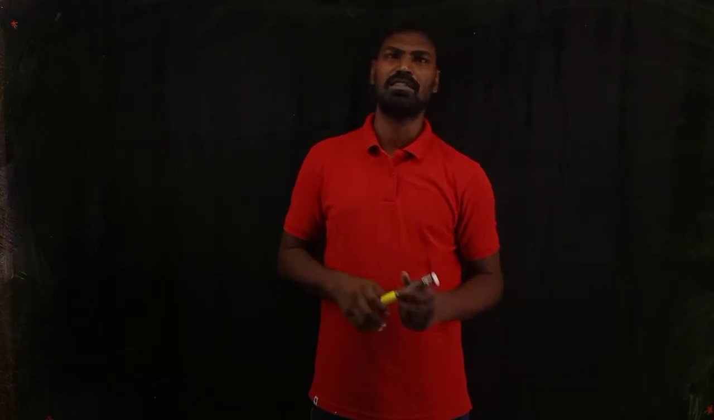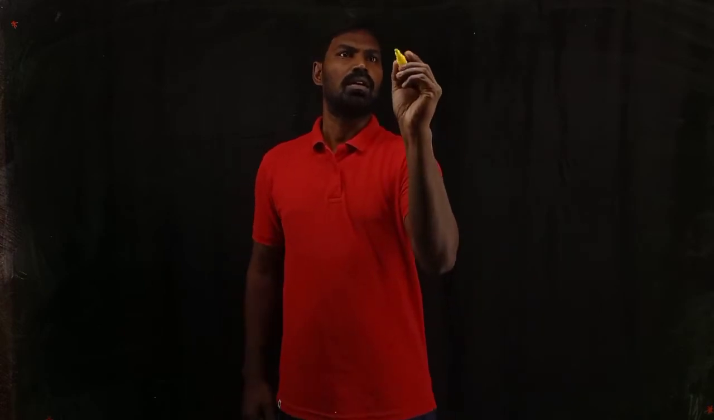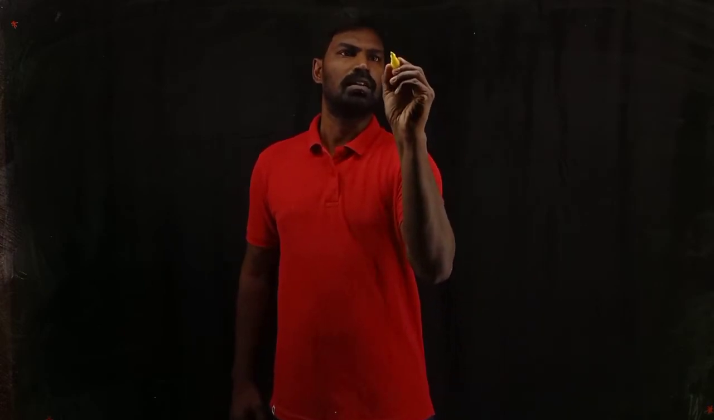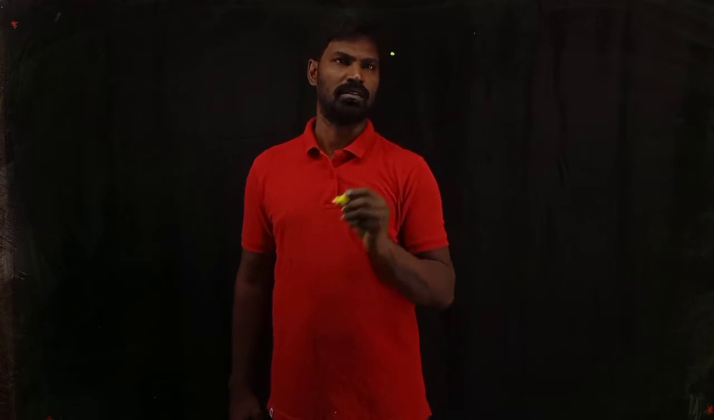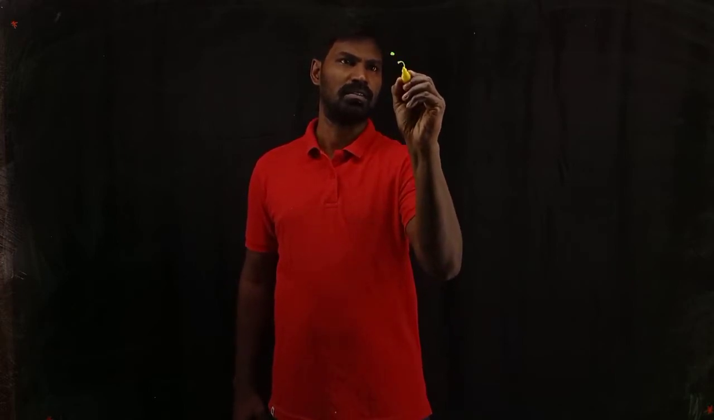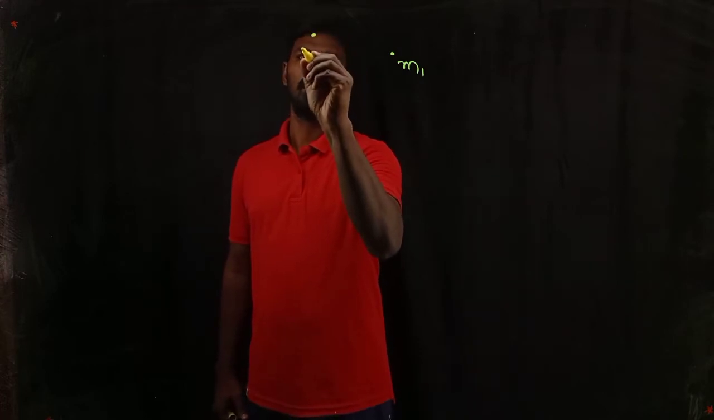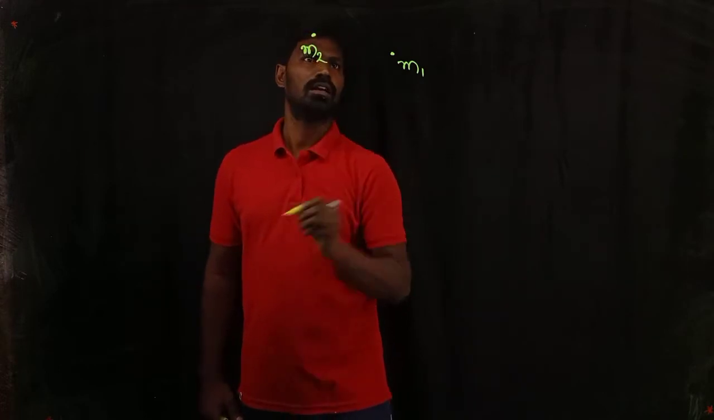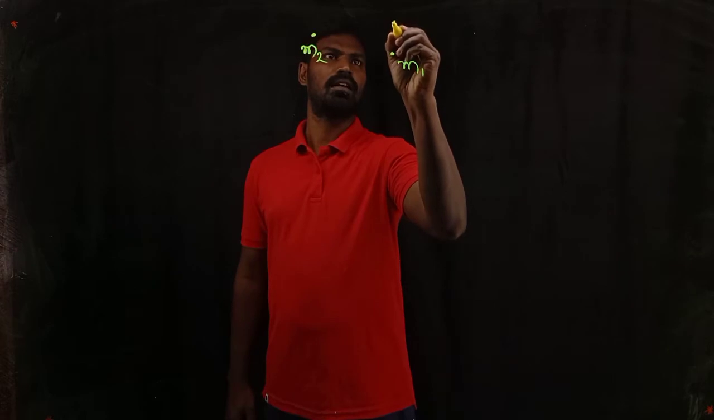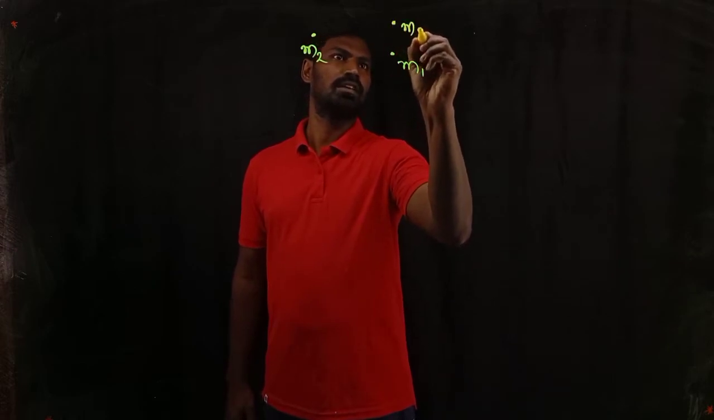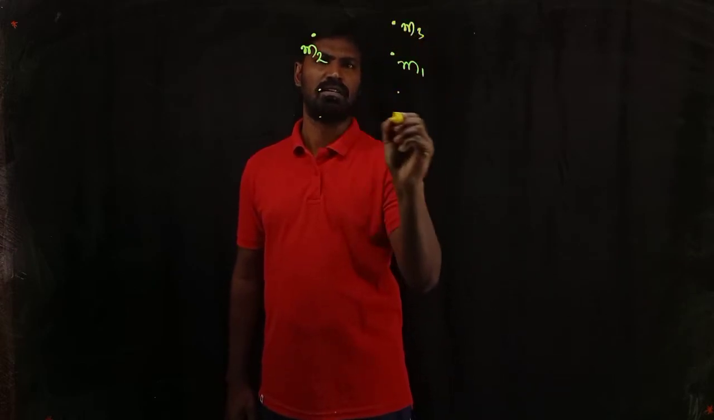Hello everybody. In this lecture, I'm going to discuss how to calculate the moment of inertia for a discrete mass system. What is a discrete mass system? To understand this, I'm considering a number of particles. Here there is a particle of mass m1 and here there is another particle of mass m2, and somewhere over here there is another particle of mass m3.